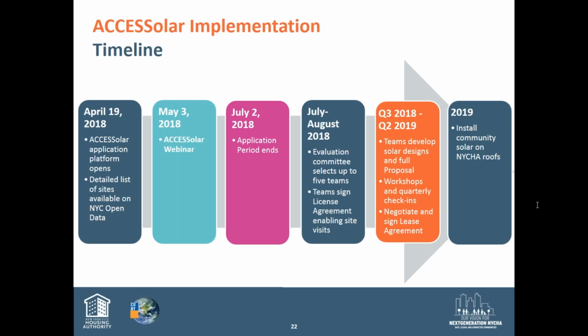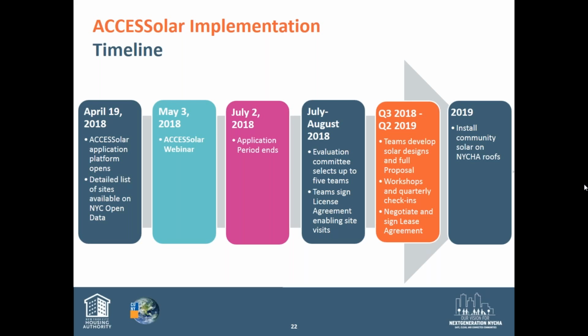Okay, so the question is, can you apply for an address that is not listed on the website? My company runs a program out of a NYCHA property and would like to apply. So the answer is that for the first round of ACCESSolar, we are limiting it to the 325 properties that are on the NYC Open Data list.